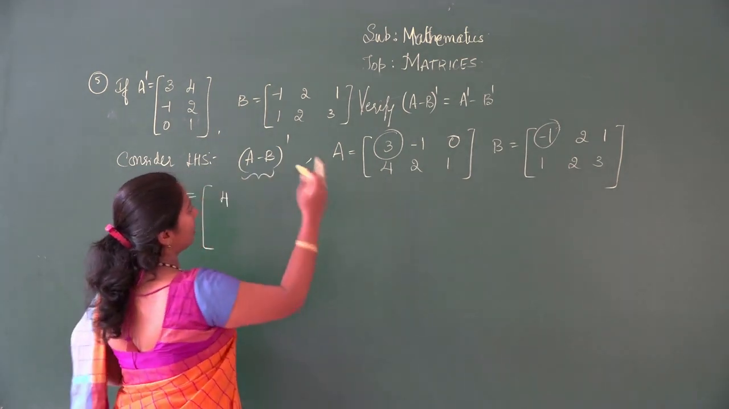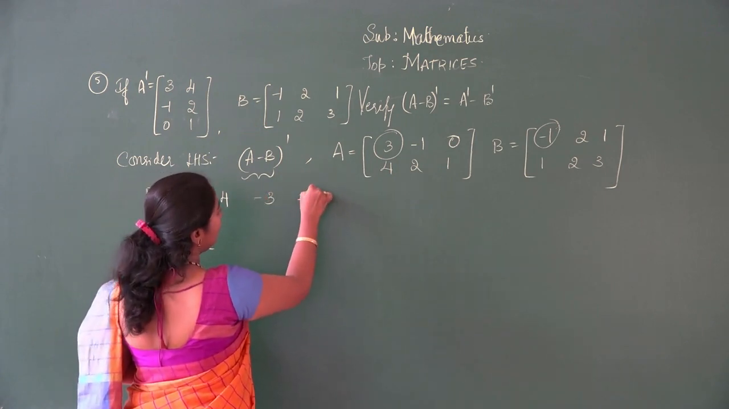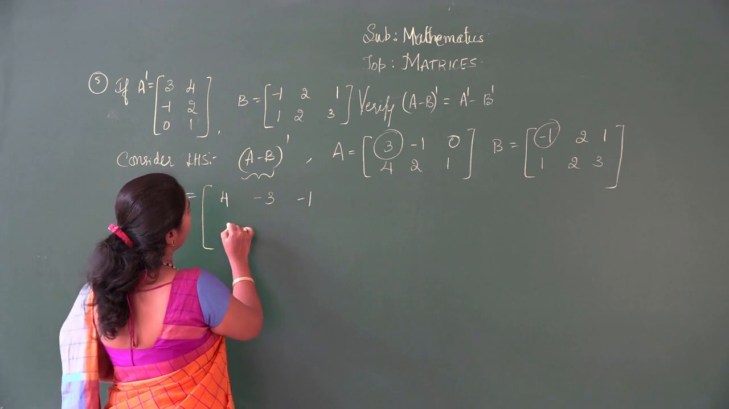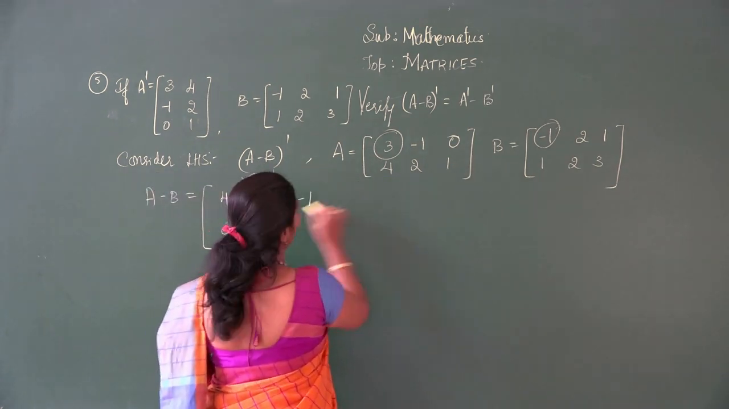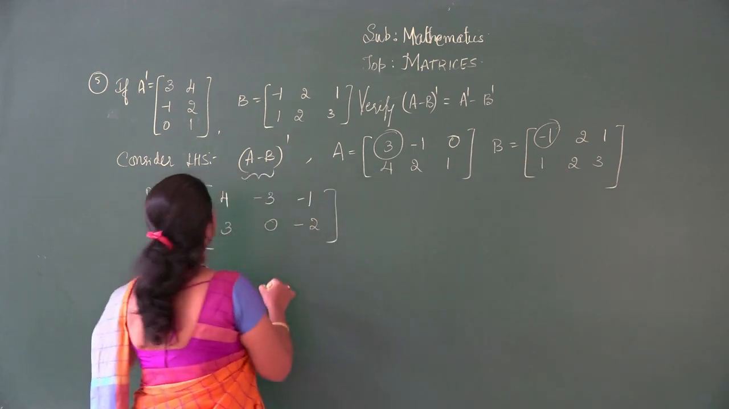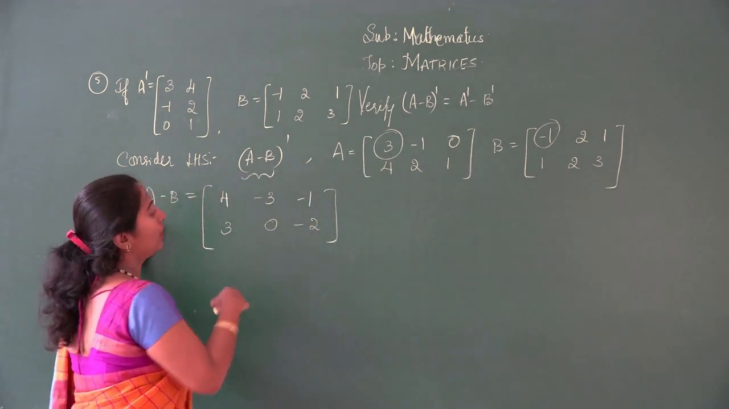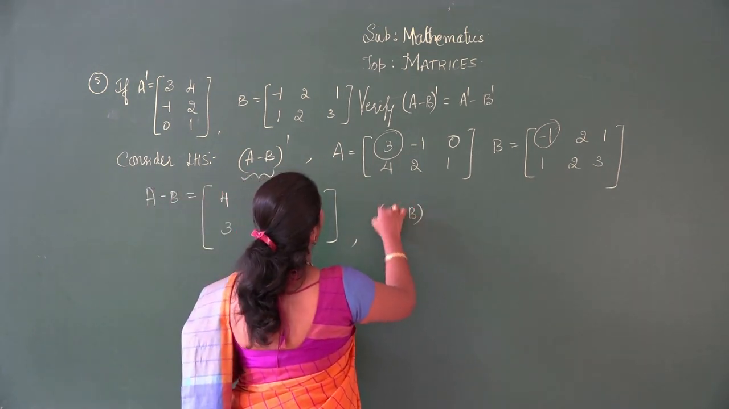Similarly, minus 1 minus 2 will be minus 3, 0 minus 1 is minus 1, 4 minus 1 is 3, 2 minus 2 is 0, 1 minus 3 will be minus 2. This is A minus B. But we are supposed to find what? (A minus B) dash.